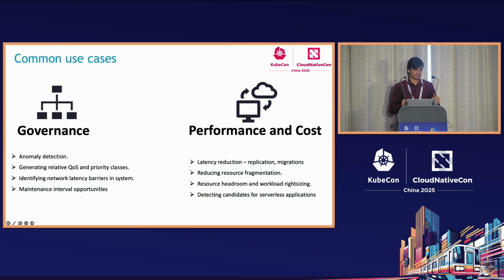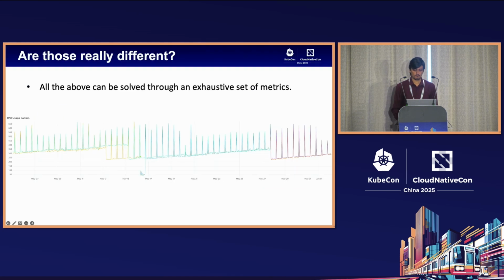Now, all of these individually look like very different problems to tackle on their own. But are they really? What if I tell you that all of these can be solved using the right set of metrics and data? As an example, if you see a repeated spiky CPU usage pattern in any application, you know very well there is some kind of seasonal pattern in this, and this application could very well be evaluated for running as serverless.